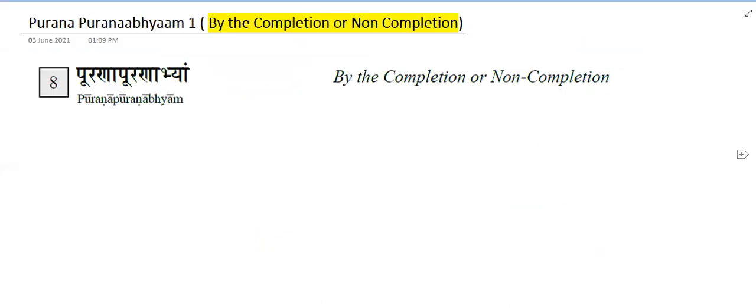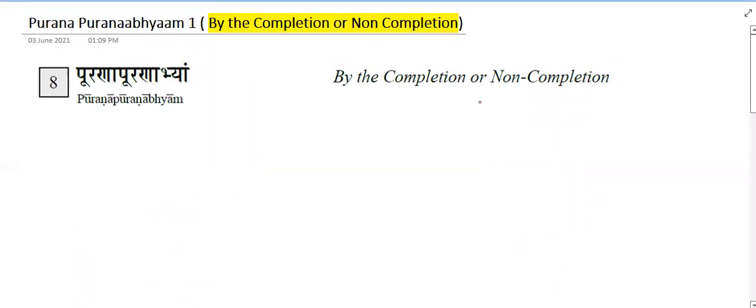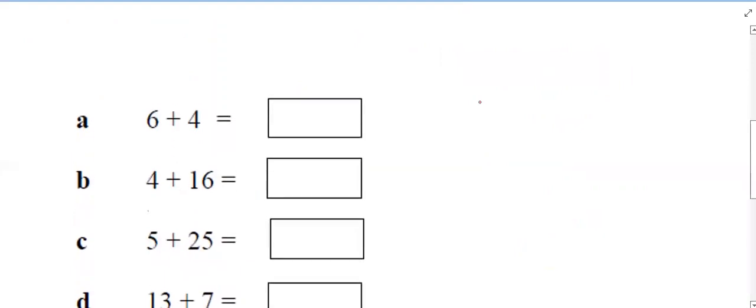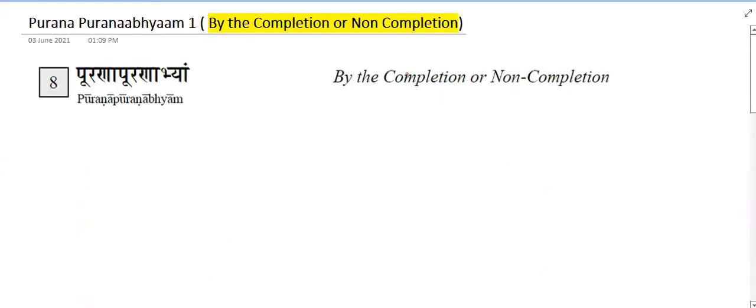Next, we are moving on to the other sutra: Purana Puranabhyam, by the completion or non-completion. First of all, we should learn what is meant by this completion or non-completion.